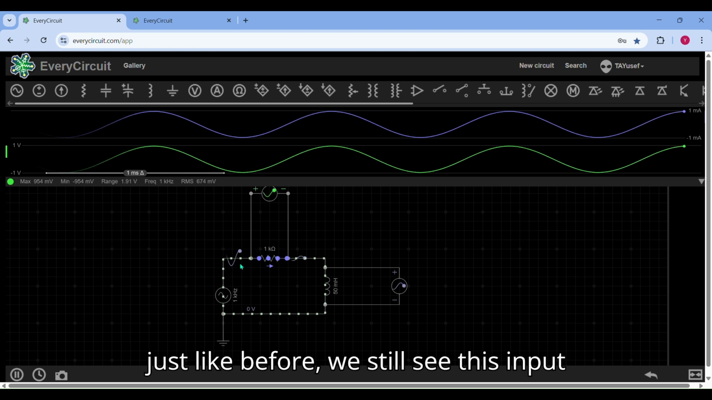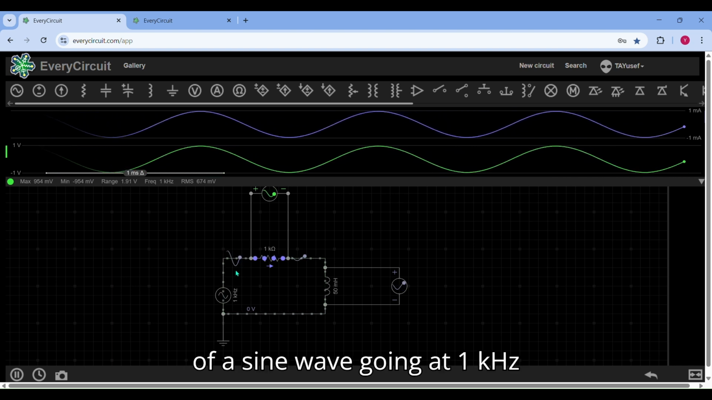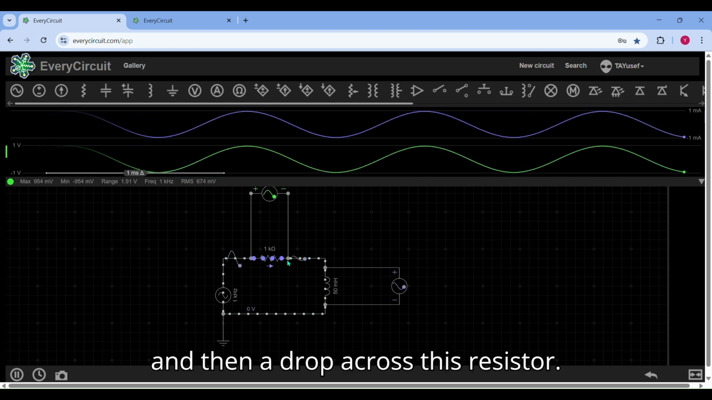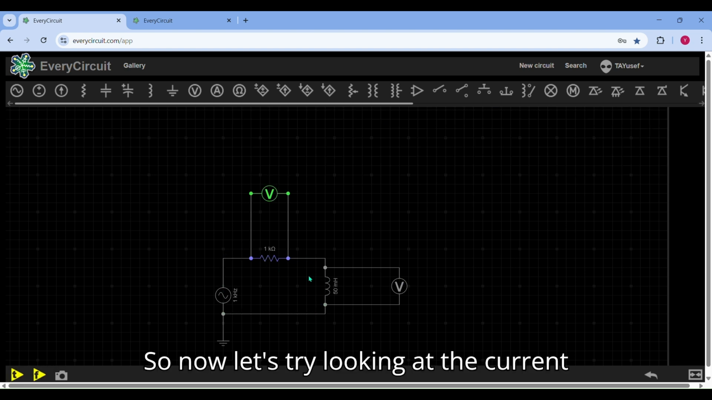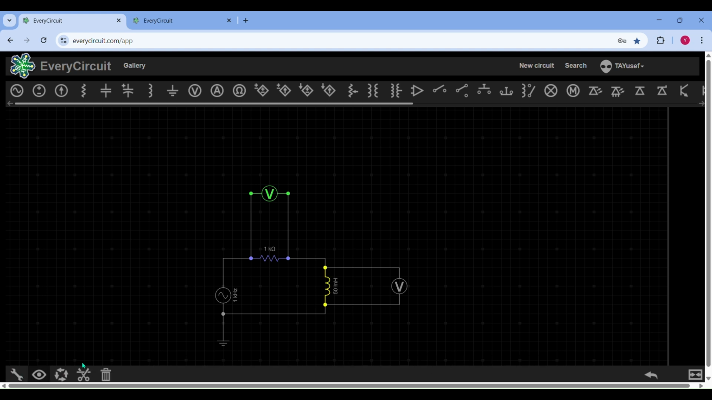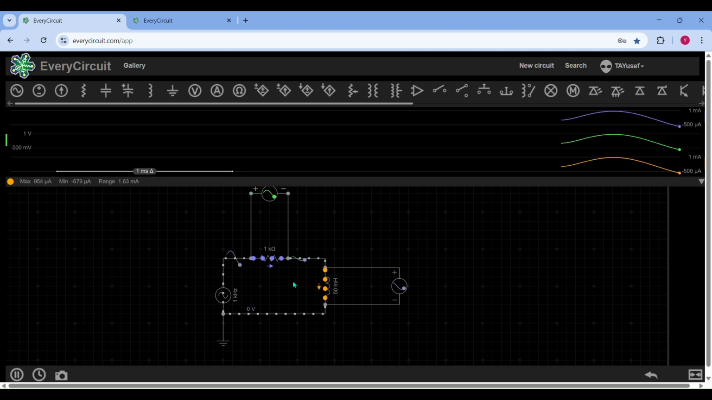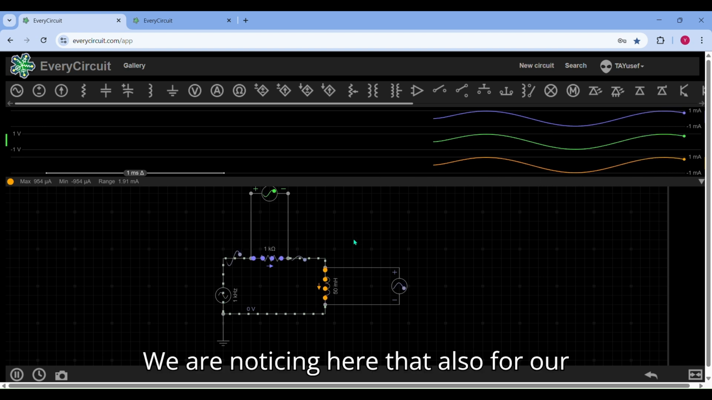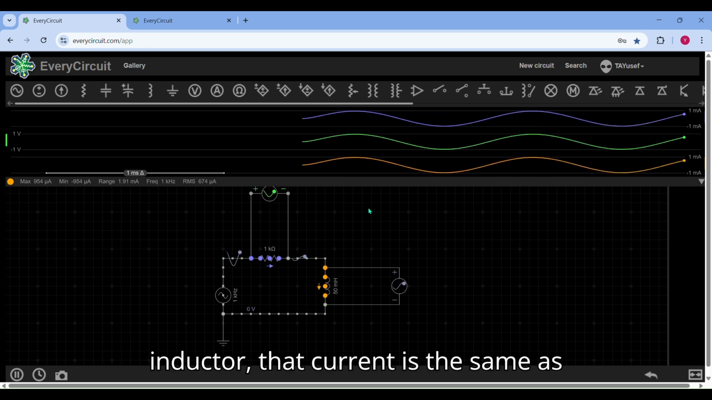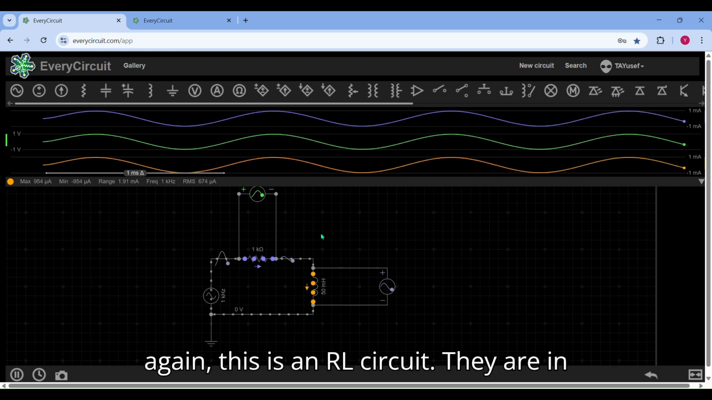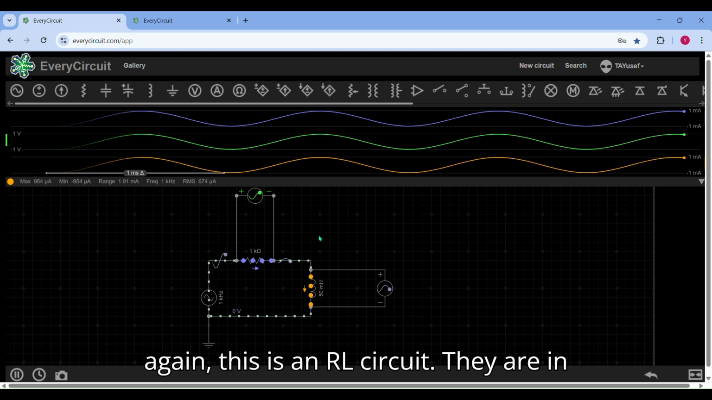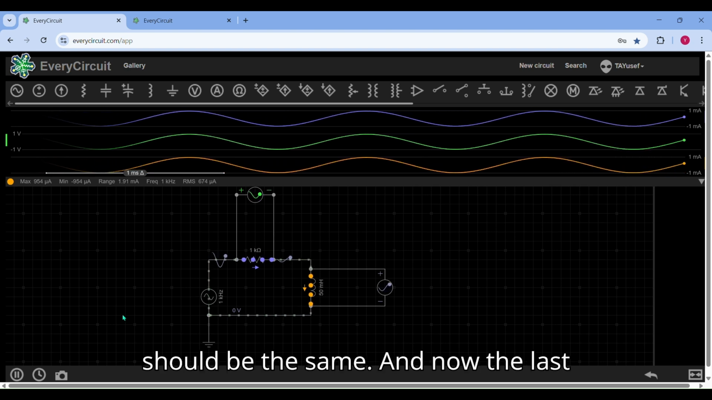And just like before, we still see this input of a sine wave going at 1 kilohertz and then a drop across this resistor. So now let's try looking at the current of the inductor. We are noticing here that also for our inductor, that current is the same as that resistor. And that's because, once again, this is an RL circuit. They are in series with each other. The current should be the same.